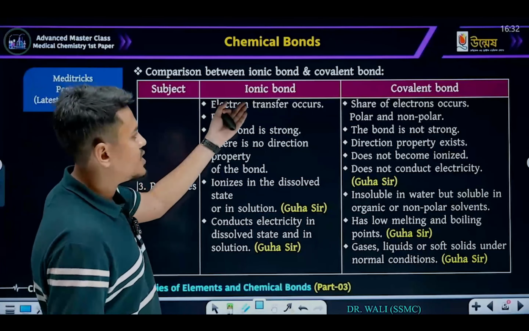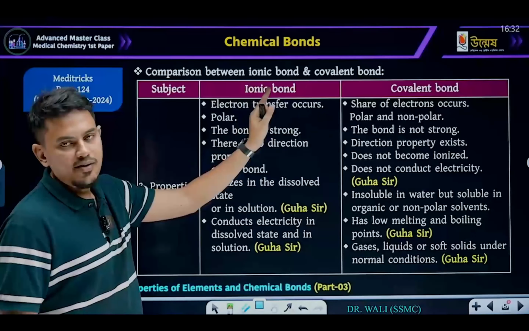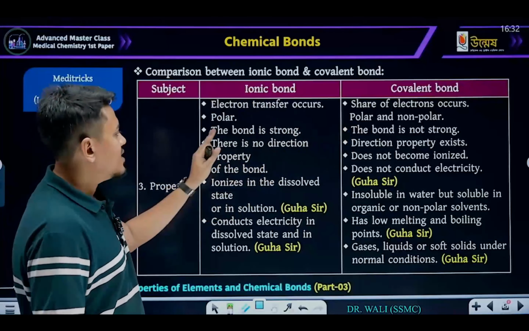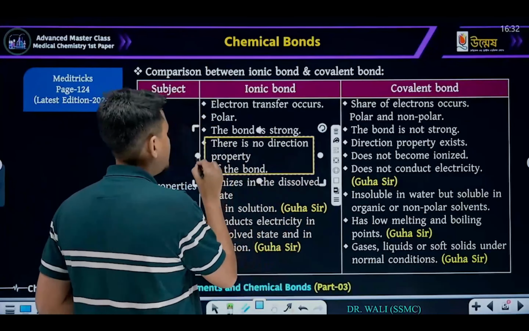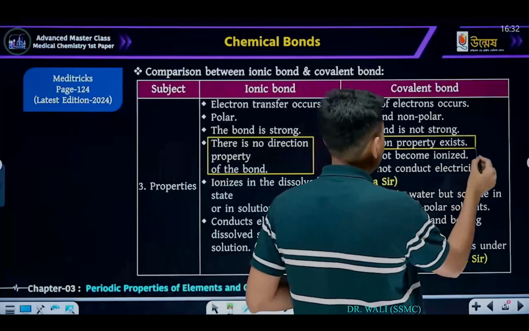This is very easy. In ionic bonds, electron transfer occurs, but in covalent bonds, sharing occurs. The ionic compound is always polar, while the covalent compound can be polar as well as non-polar. The ionic bond is strong, the covalent bond is not that strong. There is no directional property of the ionic bond. This is important. No directional property of the bond. On the other hand, there is directional property of the covalent bond.